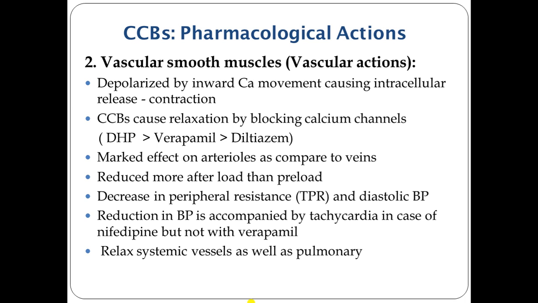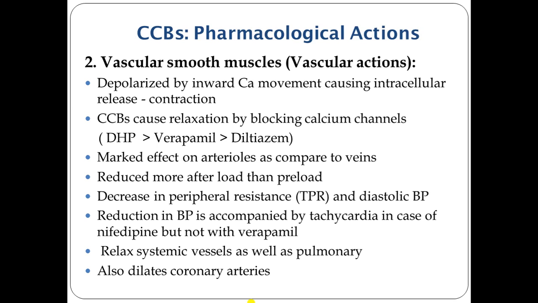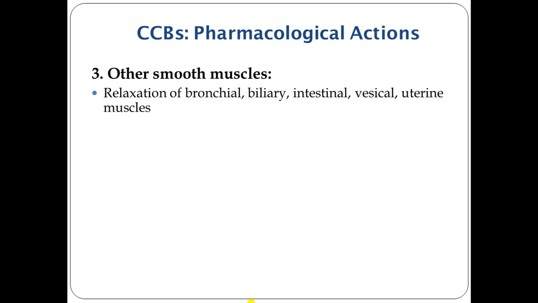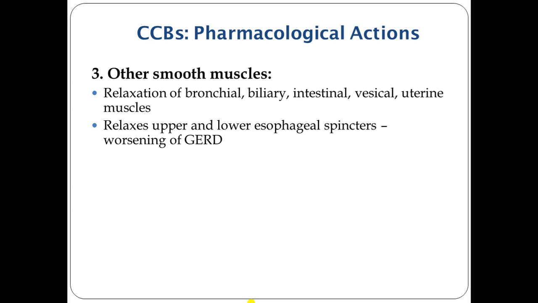They relax systemic as well as pulmonary blood vessels also. They also dilate the coronary arteries. Other action on the other smooth muscles is mentioned here. It causes relaxation of all the smooth muscles because contraction is inhibited. It causes relaxation of bronchial smooth muscle, biliary smooth muscle, intestinal smooth muscles, vesical smooth muscles, and uterine smooth muscles also. It relaxes the upper and lower esophageal sphincter and may lead to worsening of GERD patients.